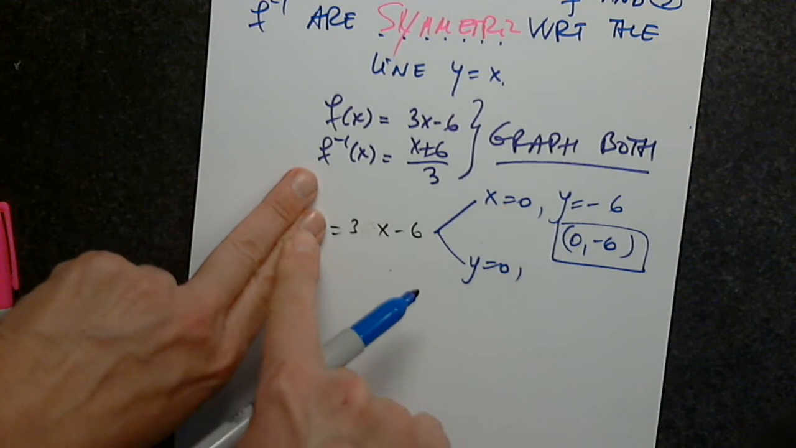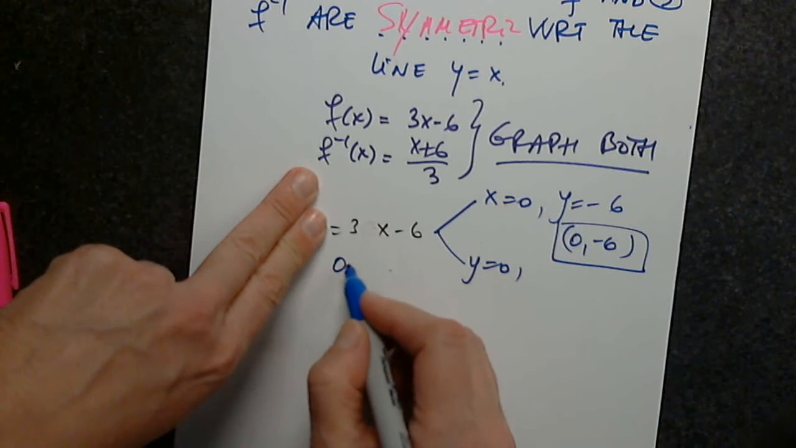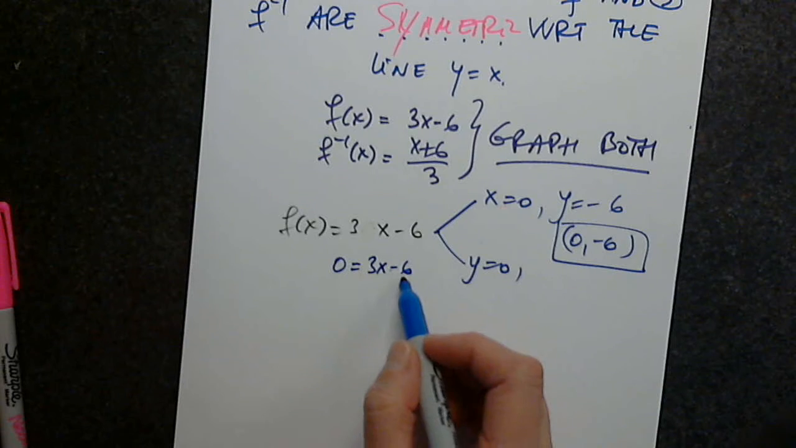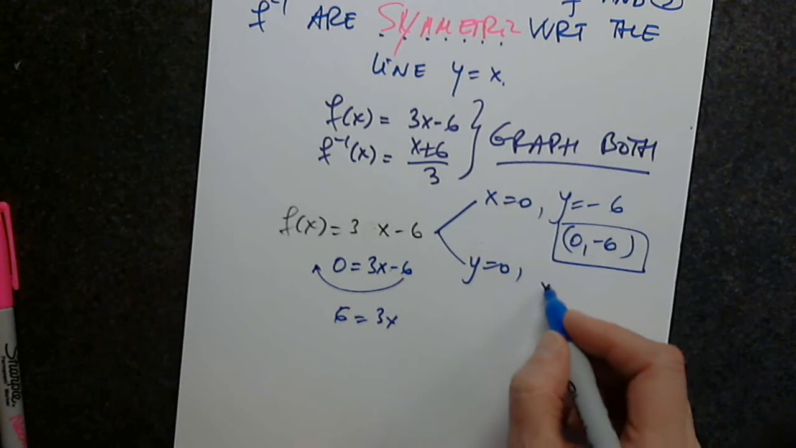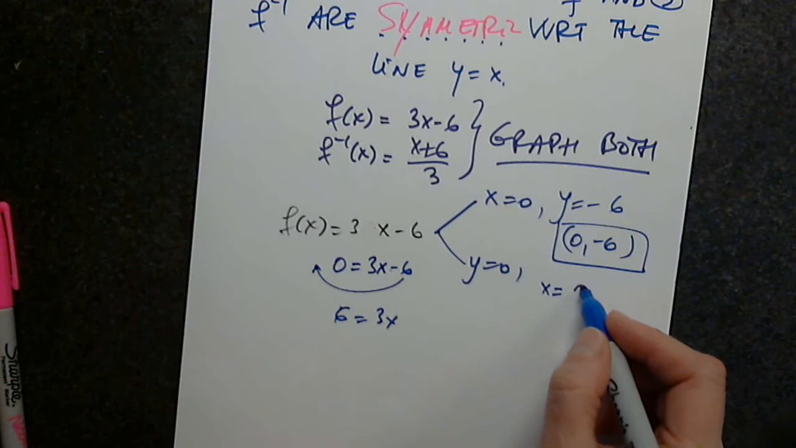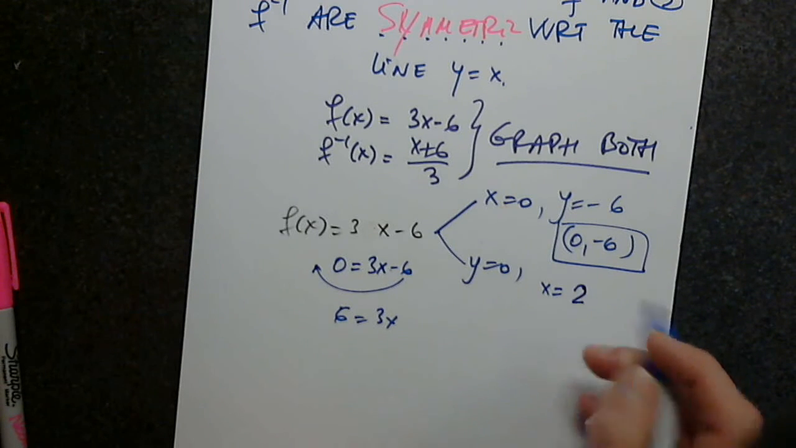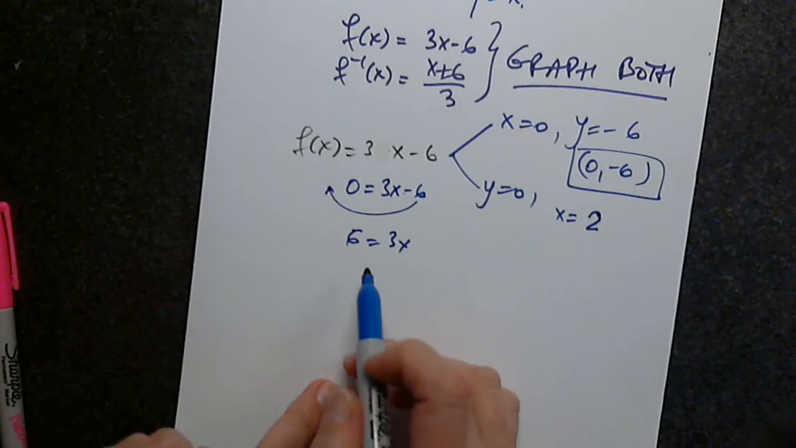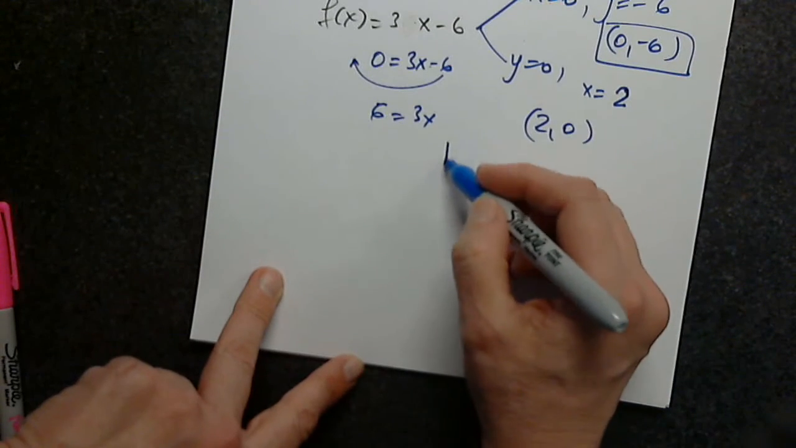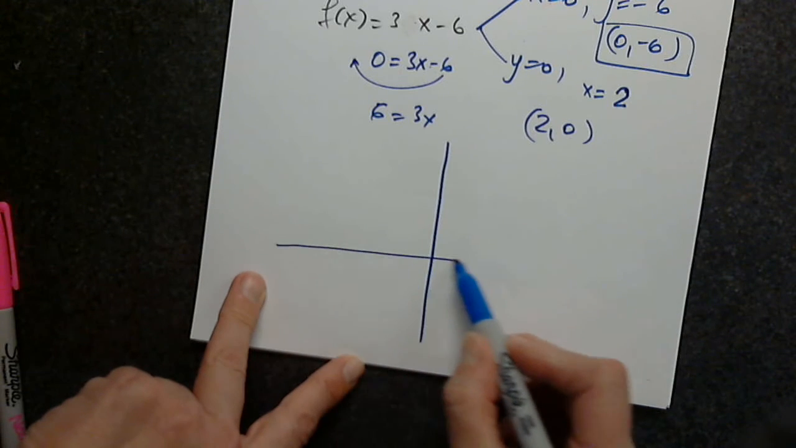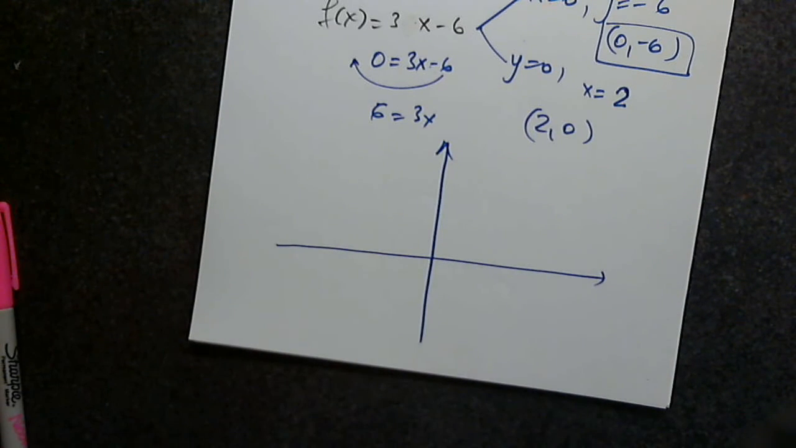And now let's say y is 0. 0 equals 3x minus 6. I move negative 6, so I get 6 equals 3x. So x equals 2, we are dividing. So (2, 0). Now I'm going to plot these two ordered pairs. Is everyone in agreement with those two ordered pairs?